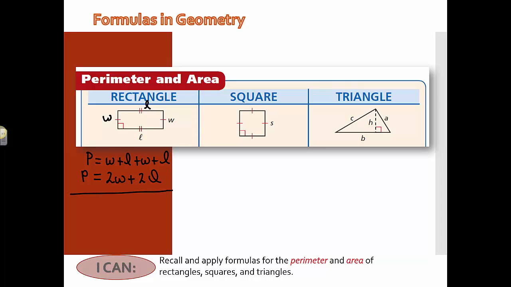The other formula that we need is the area, and we get the area of a rectangle by multiplying its length times its width. So the area of the rectangle is going to be L times W.